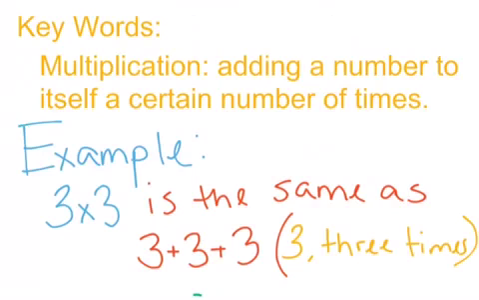So for this lesson, a key word would be multiplication, which is adding a number to itself a certain number of times. So you can see in the example, for 3 times 3, it would be the same as adding 3 plus 3 plus 3, or 3 times.